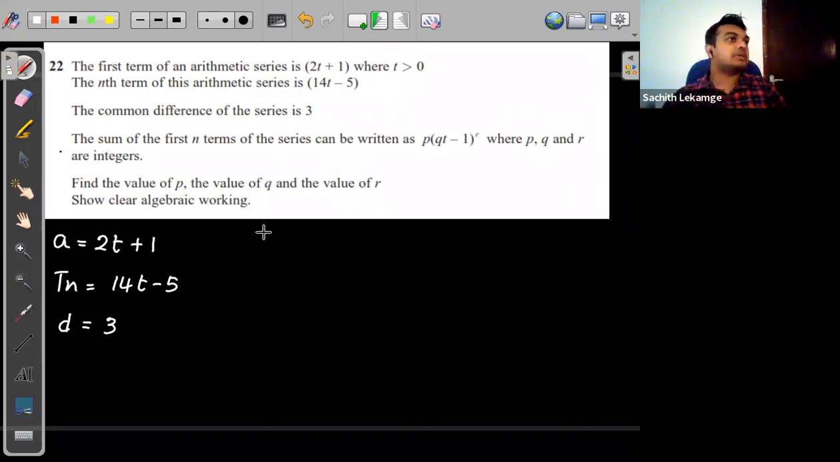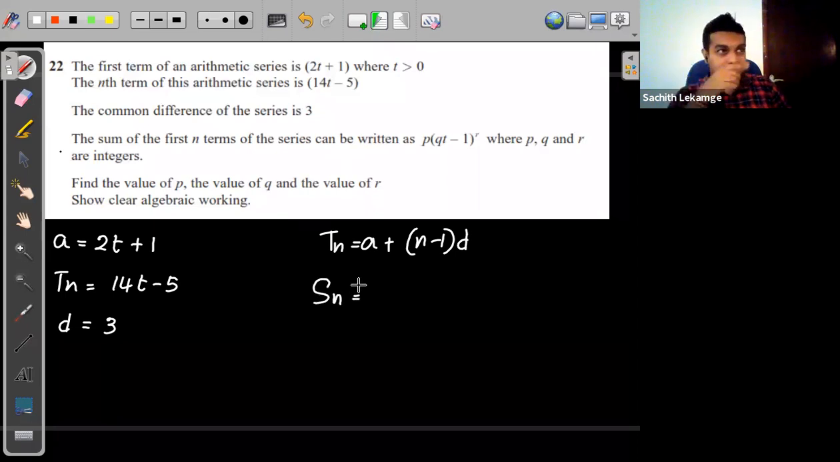Can you all remember what the general term of an arithmetic series is? Dinan, Tn equals... very good. What does Sn stand for? Aditya, what does Sn stand for? Sum of n terms, right. What is the formula? n over 2, tell me.